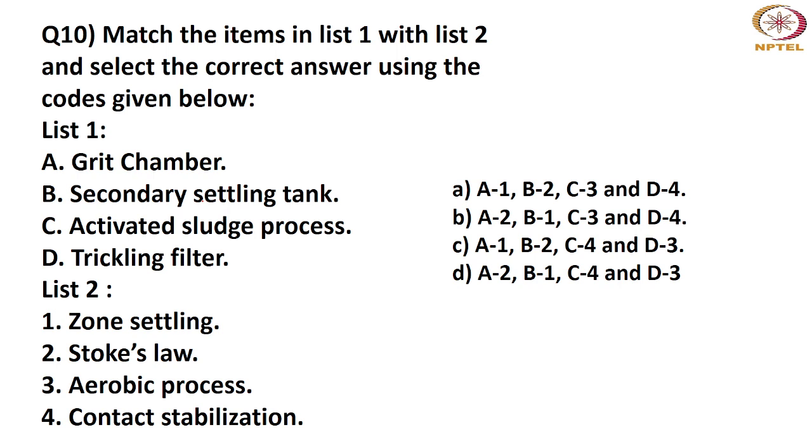Okay, I got answers from Ruchita, Nilkesh, Nikhilesh. That is B, right? So we'll check here. B: the grit chamber is associated with Stokes law. Fine. Then the secondary settling tank is zone settling. Good. Then the activated sludge process is an aerobic process, and then the trickling filter is contact stabilization.